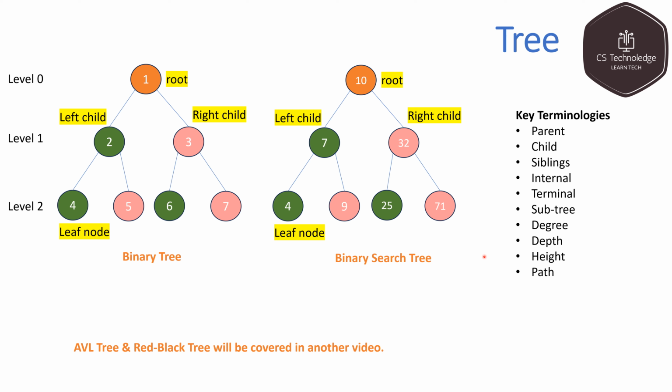The height, what is the height? Height starts from the leaf node. So from the leaf node you have the 0th height, then 1 height, the height of node 32 is 1, and the height of the root node is 2.